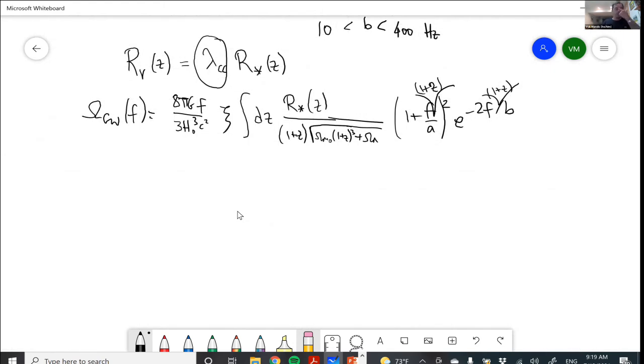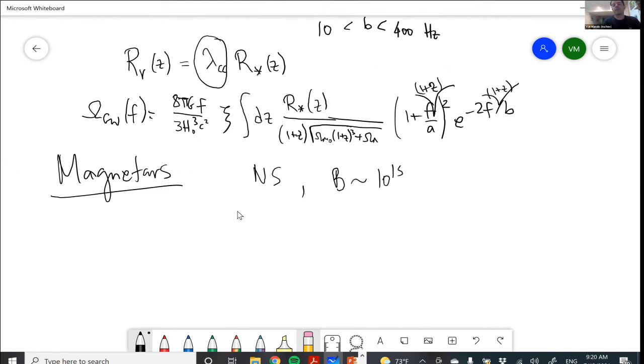So what I mean by that, this is yet another model of the stochastic gravitational wave background, but due to a different set of contributors. So these are neutron stars with a magnetic field that's of order 10 to the 15 Gauss, and could be substantially higher than that as well.